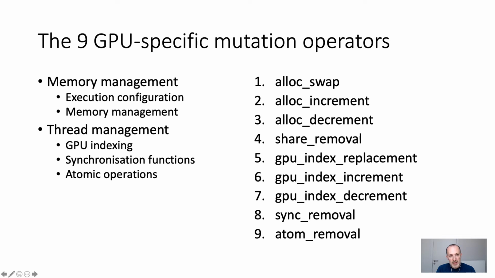From this analysis of Stack Overflow and the 9 GPU-specific mutation operators, we came to the conclusion that the two main categories where we can design mutation operators, mimicking those actual bugs, are in terms of memory management and thread management. On the right-hand side, you will see the 9 mutation operators that we've designed and that we're using in our study.